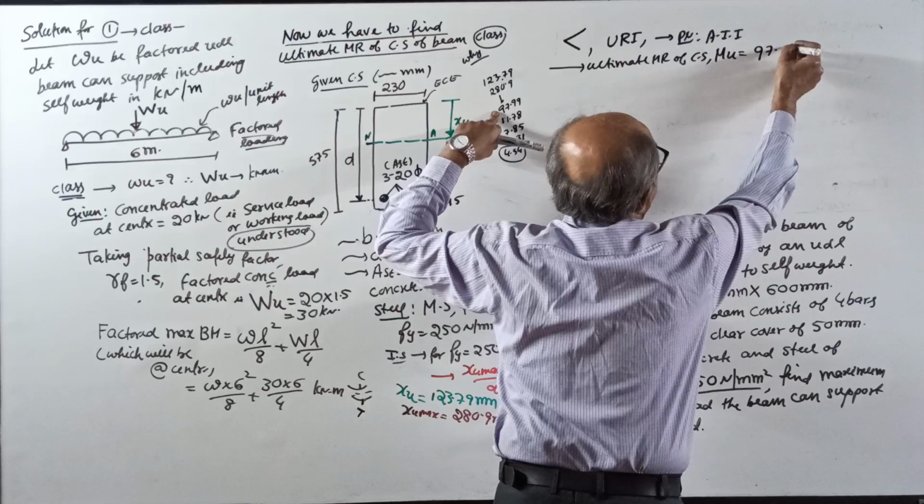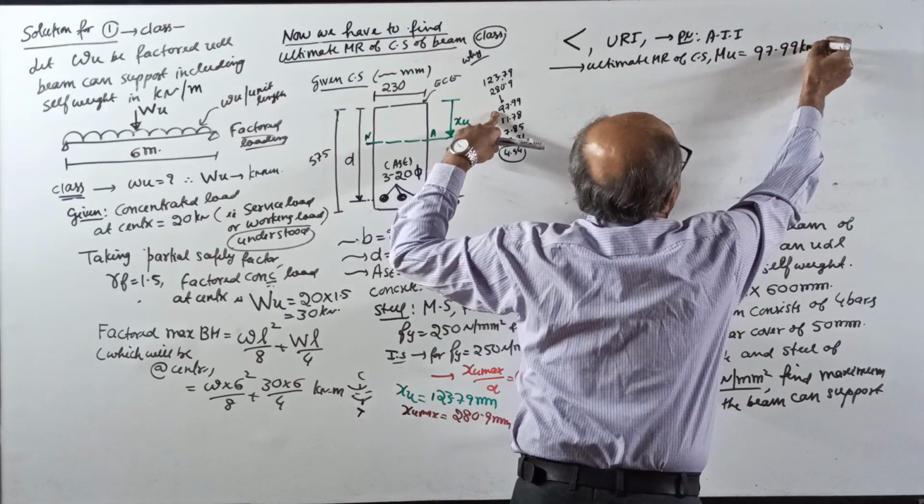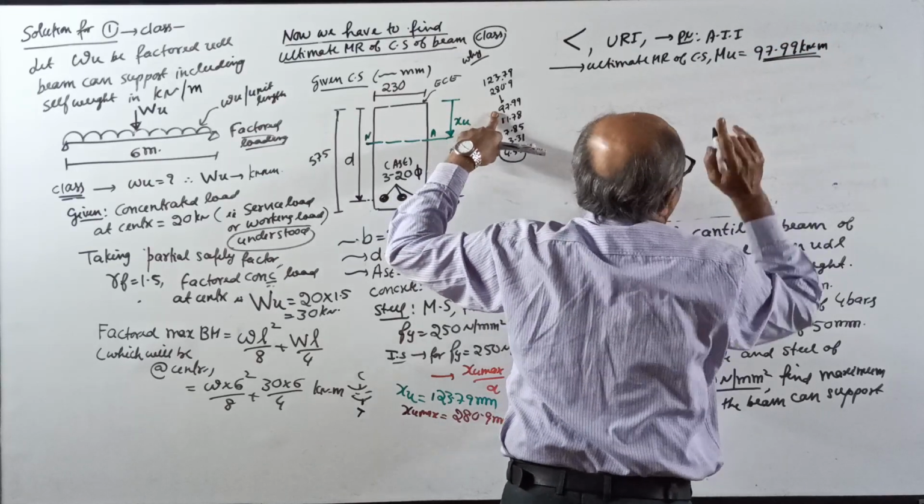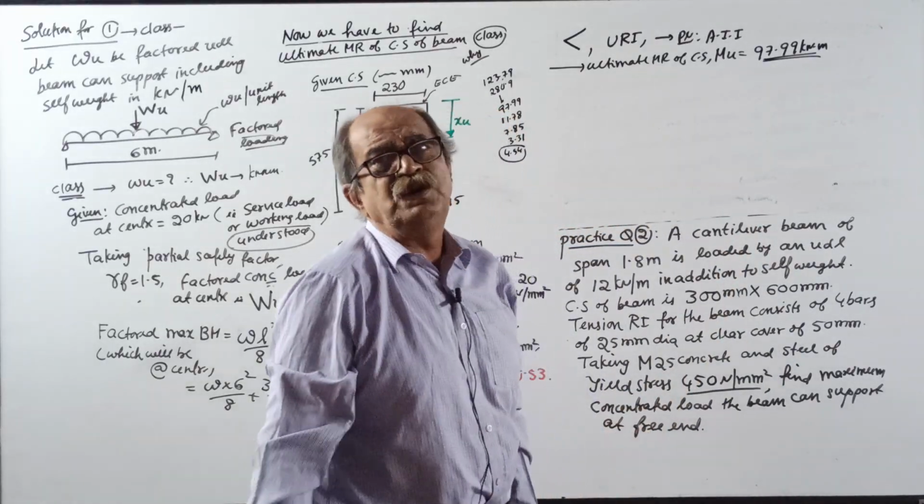97.99. You can take 98 actually. 99 kilonewton meter is the ultimate MR. First you get it in Newton millimeter, then convert to kN meter.